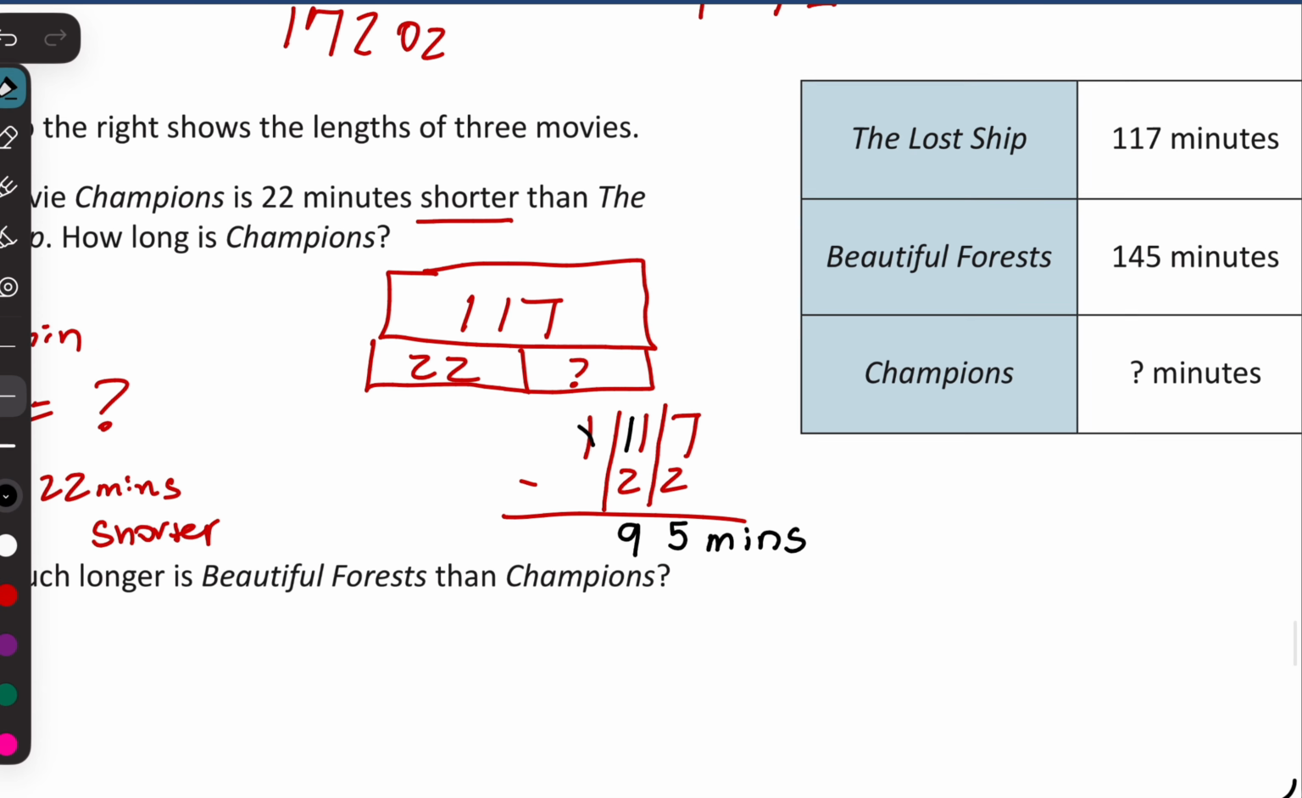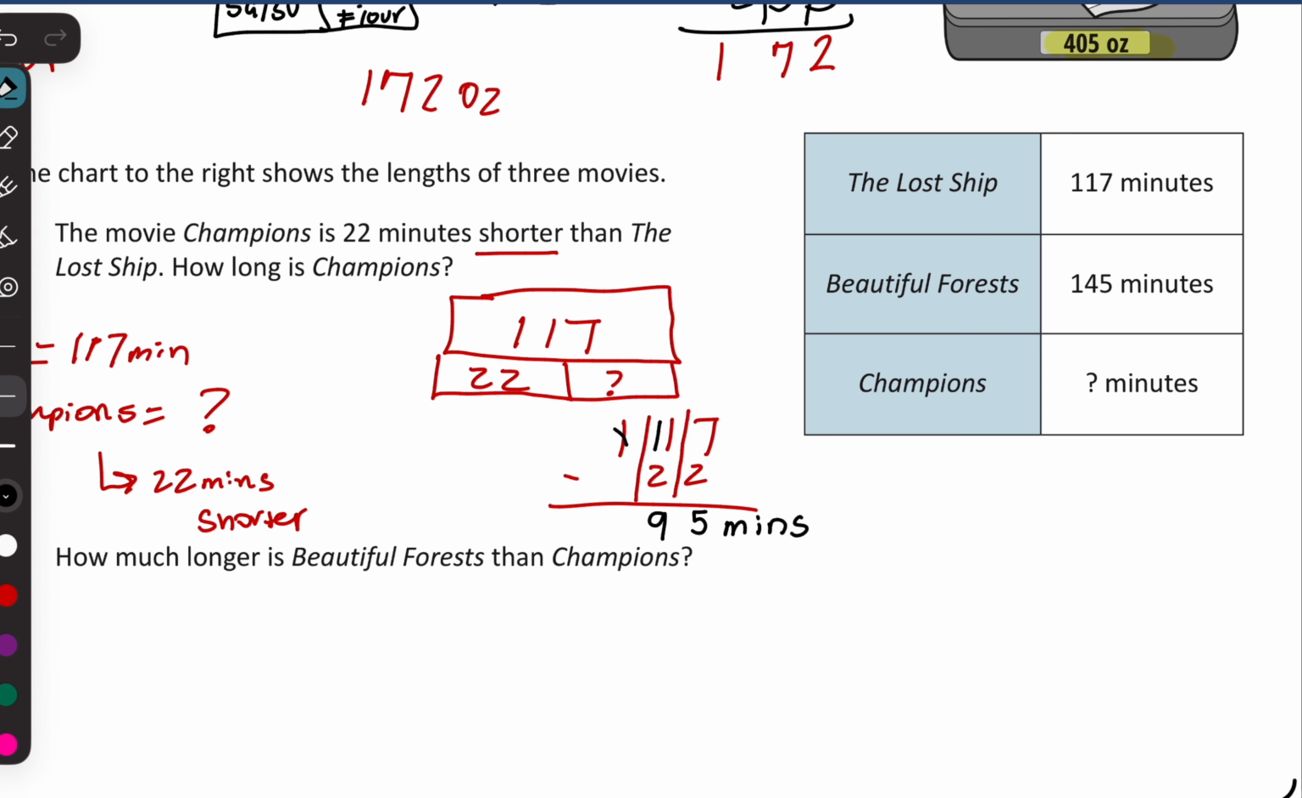Okay, now the next question says, how much longer is Beautiful Forest than Champions. So let's take Beautiful Forest. I'm going to use BF for this. And I know that Beautiful Forest is 145 minutes. And then it's asking for Champions, which now we know is 95 minutes. So I'm going to use CH for that one.